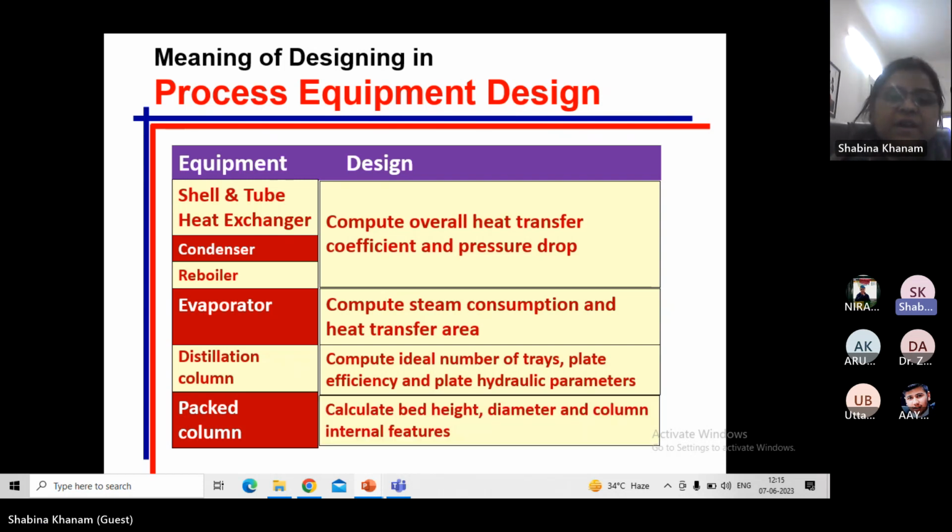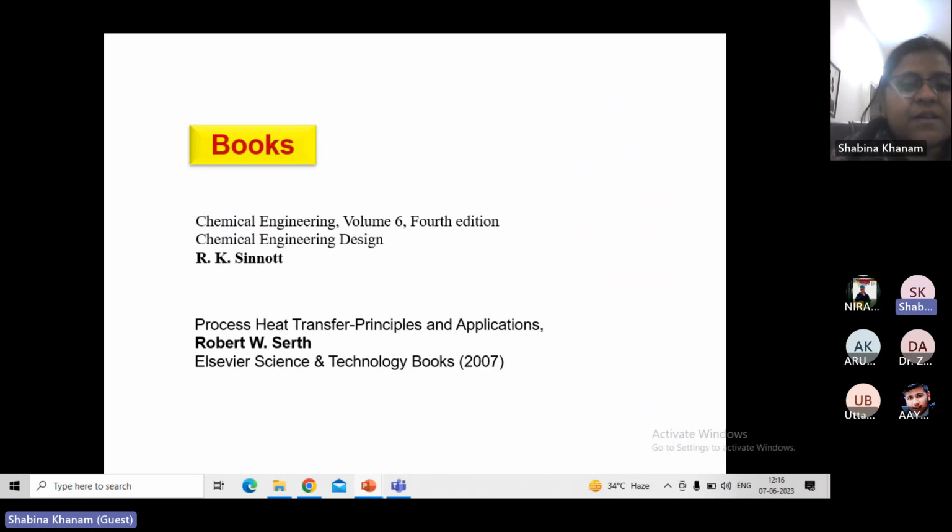Lastly, we have the packed column. For this, we need to calculate the height, meaning the bed height, diameter, and column internal features. All these we will discuss as far as design is concerned in this CE 2. So I hope you have enough idea, enough knowledge, about why you are studying this course, what skills would be developed, how it would be beneficial for a chemical process, and where you, as a chemical engineer, can contribute while studying this particular course. I believe you have got that idea by now, and we will go for the designing after a few minutes.